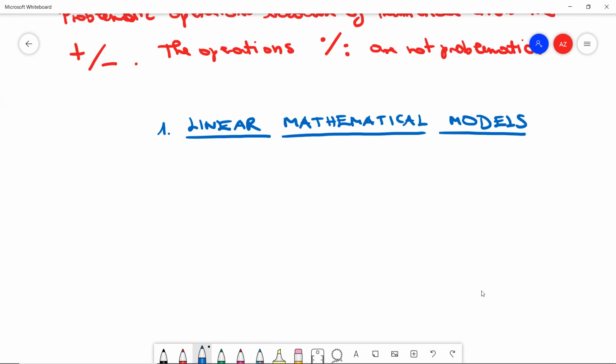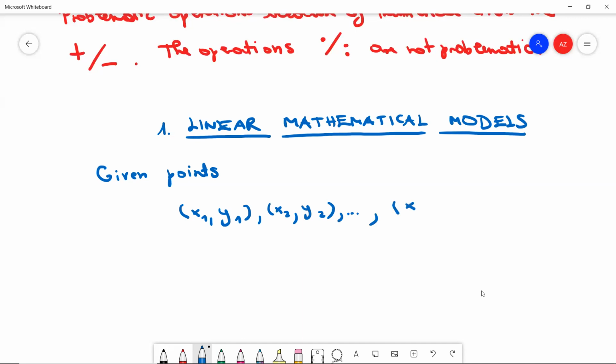From now on, we will be given points: x1, y1, then x2, y2, and so on, up to xm, ym. Those x's will be tuples of real numbers, so not just a single real number.